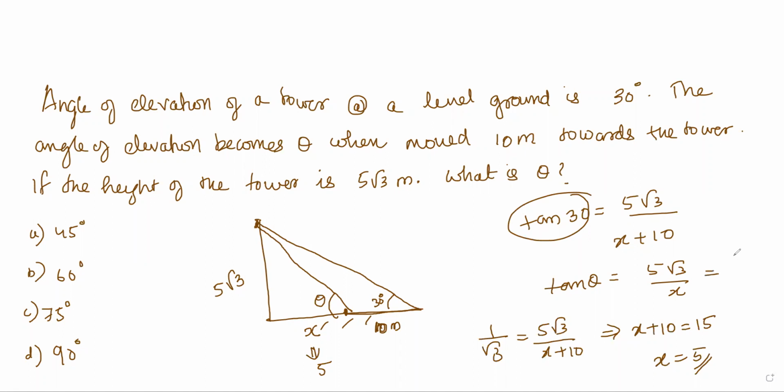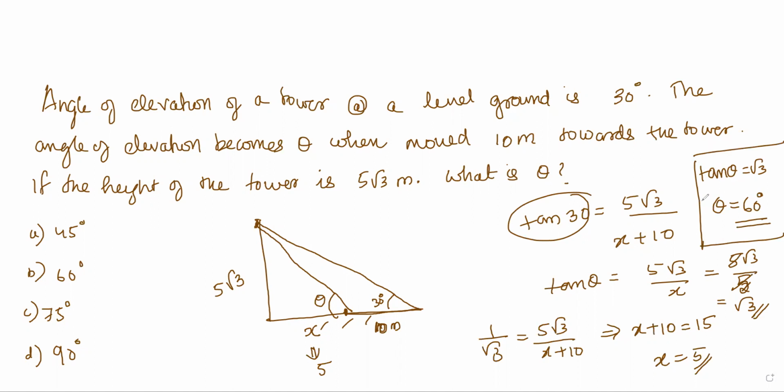Now substituting that x here, 5 root 3 by x is 5 root 3 by 5. Just cancel this and you get root 3. So tan theta is root 3. What is theta? Theta is equal to 60 degrees, because the angle whose tangent is root 3 is 60 degrees. So the answer is option B, 60 degrees.